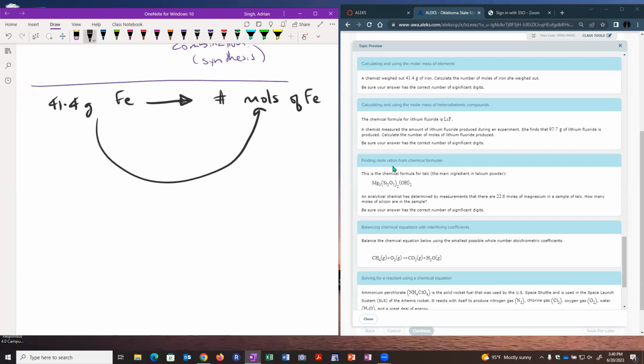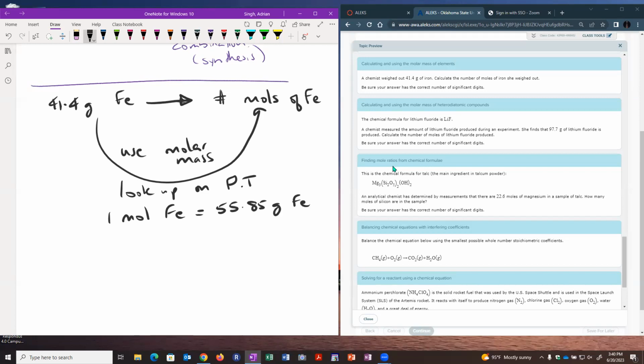What relates grams to moles? Well, we're going to use here the molar mass, right? The molar mass is the relationship that relates grams to moles. And for the molar mass of elements, we can look them up from the periodic table. So for iron, we look it up, we see that 1 mole of iron, we just read it from the periodic table, is 55.85 grams Fe in every 1 mole of Fe, right? So it's the atomic mass that we look up. We just change the unit to grams, and that's 1 mole.